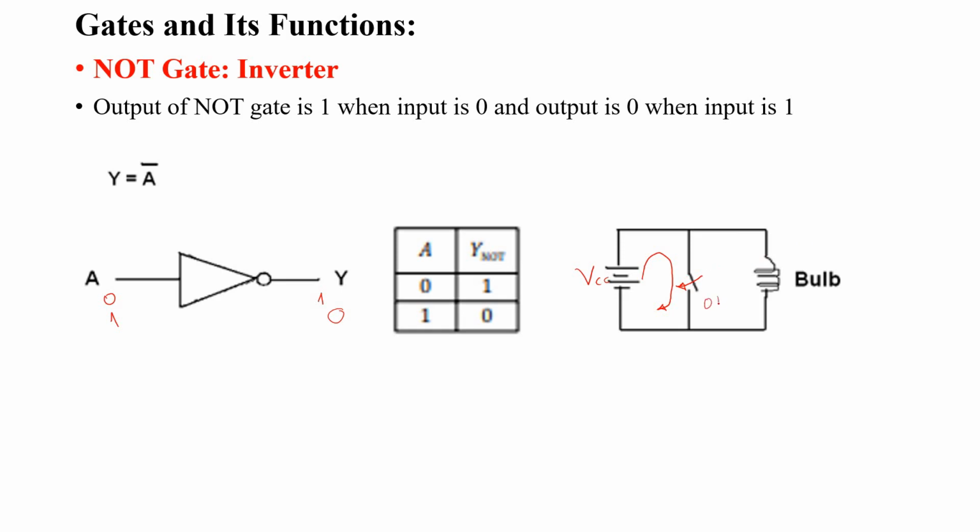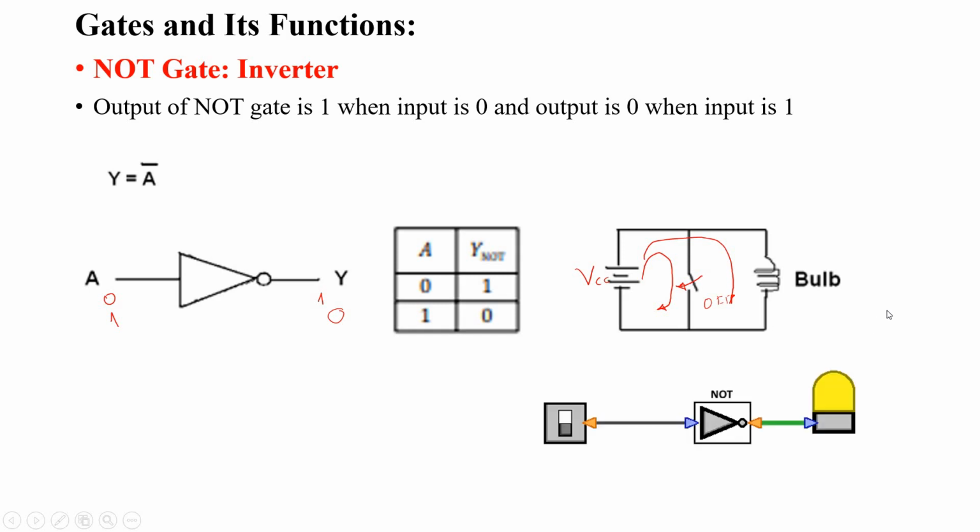So when this is off, we are talking about the switch A. A is equal to 0 means this is off. When this is off, this is the path we will be following. So the current flows through the bulb and the bulb glows. And when the switch is on, that means A is equal to 1, the current flows through the switch and the bulb gets off. So this is how the circuit works. When the switch is on, the bulb is off. When the switch is off, the bulb is on. So it gets inverted, exactly the opposite of the input.